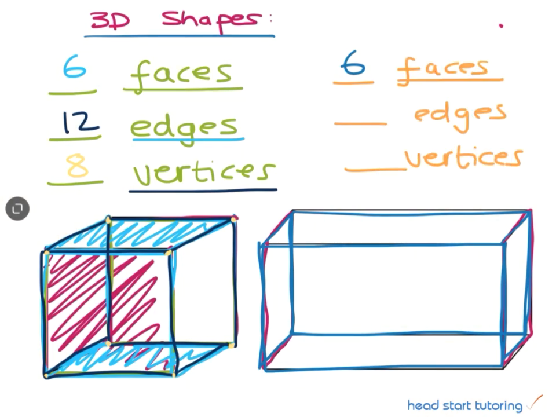So let's now have a look at how many edges we have. So we've got 1, 2, 3, 4, 5, 6, 7, 8, 9, 10, 11, 12 edges altogether. So as you can see, that's the same as our edges for our cube. Let's now have a look at how many vertices we have in our cuboid. We've got 1, 2, 3, 4, 5, 6, 7, and 8 vertices in our cuboid as well.